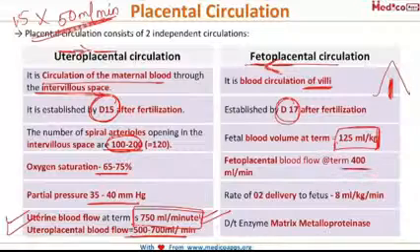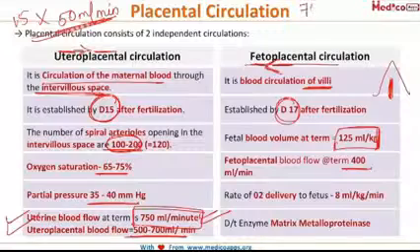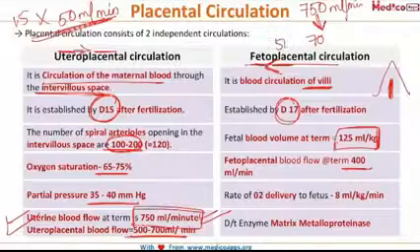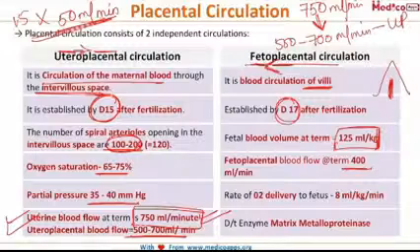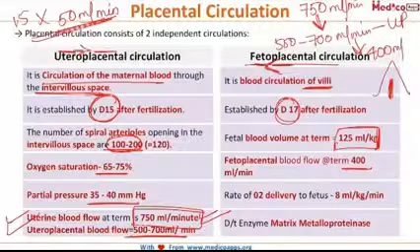Now how will you remember it? The uterine blood flow at term is 750 ml per minute. This decreases to 500 to 700 ml per minute in the uteroplacental circulation, and now this decreases to 400 ml per minute in the fetoplacental circulation.